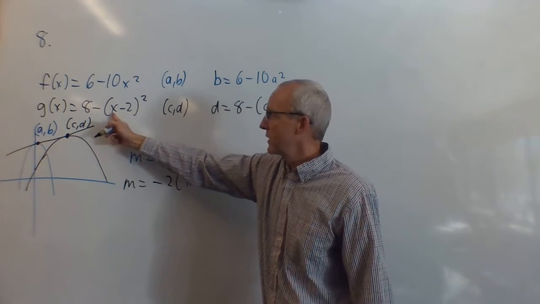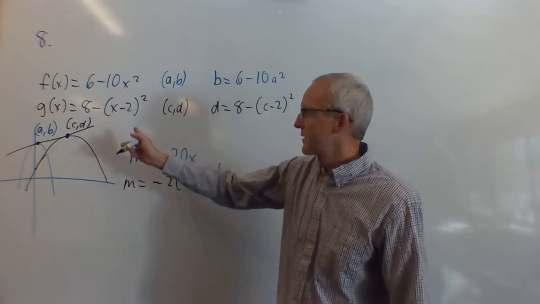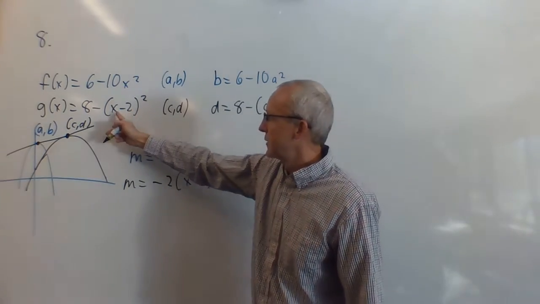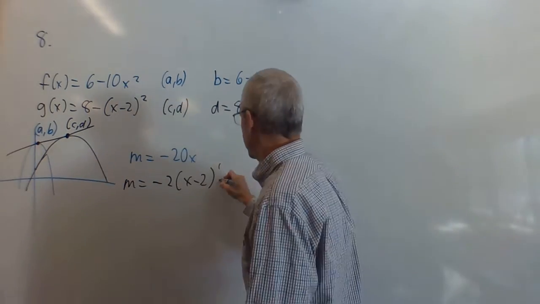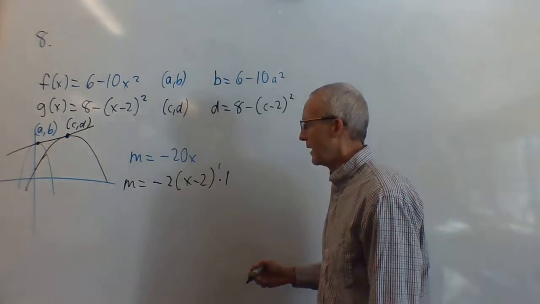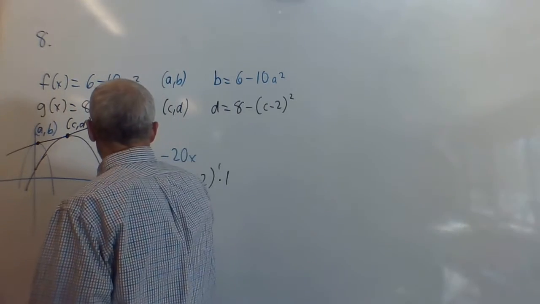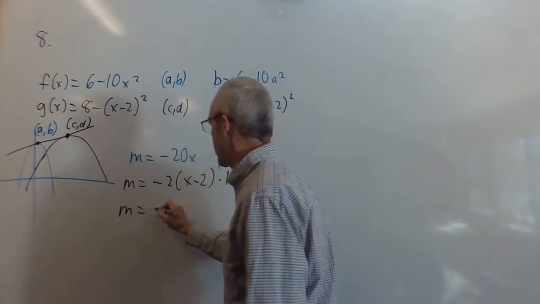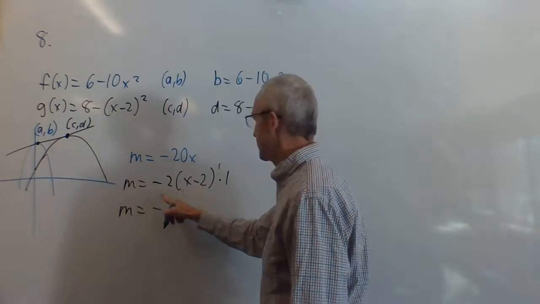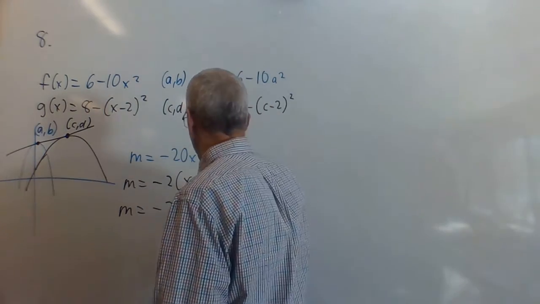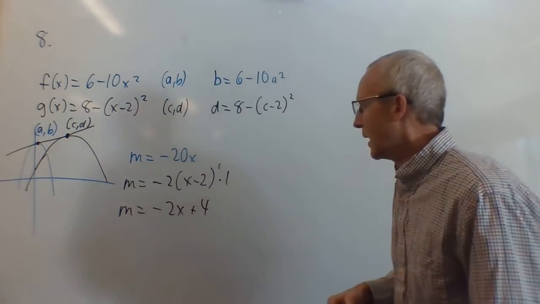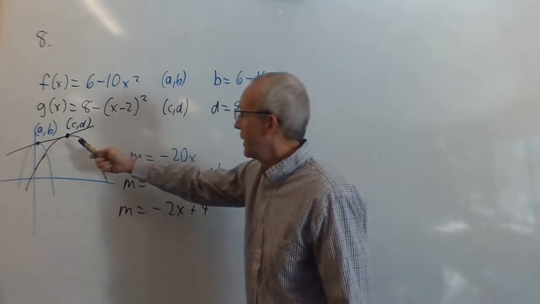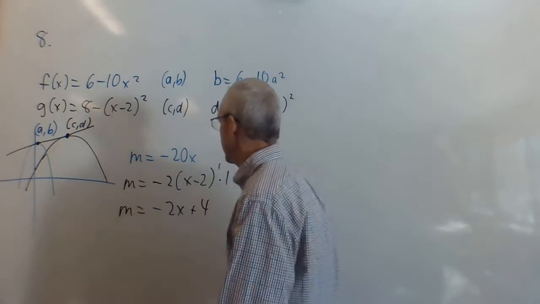This is a chain rule, but the derivative of what's inside is just 1, because the derivative of 2 is 0, and the derivative of x is 1. So times 1. I didn't really need to write that. So the slope is negative 2 times x, so negative 2x, but then negative 2 times negative 2 is 4, so plus 4. Okay, those 2 slopes are equal when we have a, b, and c, d.